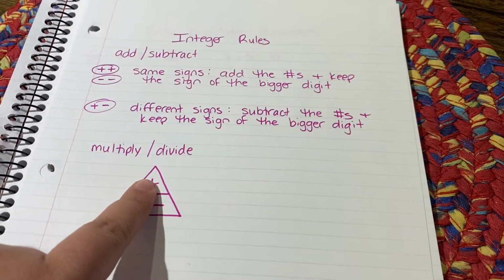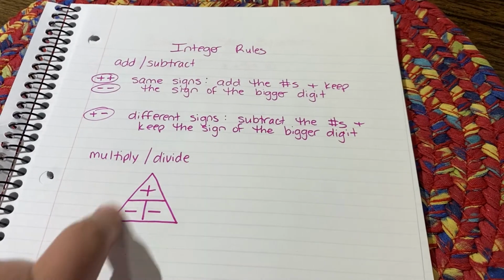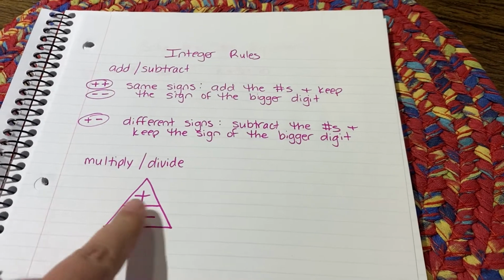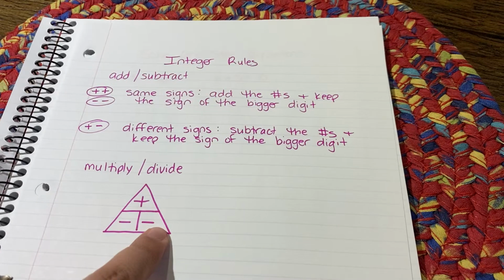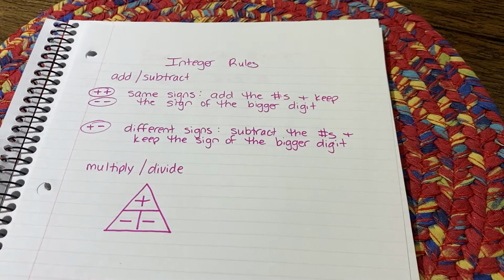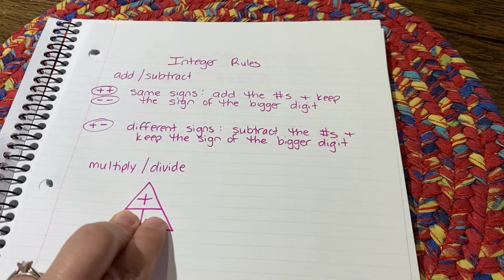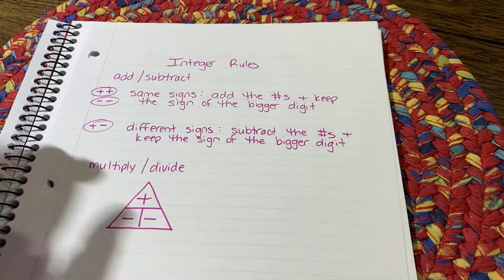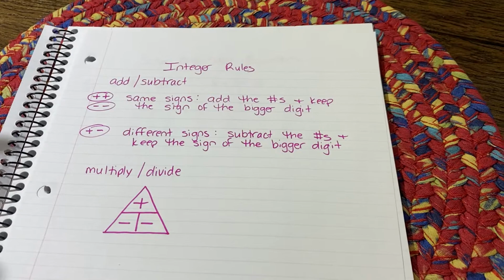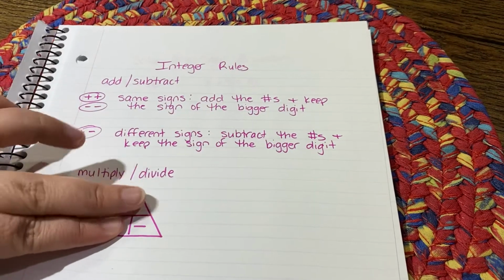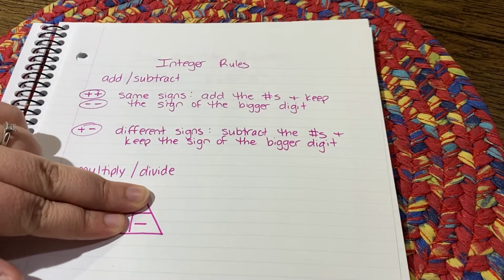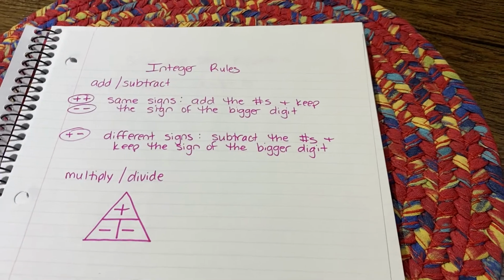And then when you're multiplying and dividing, we're going to use our handy dandy little triangle. You put a plus sign at the top, two negatives at the bottom, and you simply cover up what you have. So if you're multiplying or dividing two negatives, you cover up the two negatives, so your answer will be a positive. If you're multiplying or dividing a negative and a positive, cover up a negative, cover up a positive, so your answer will be a negative answer. Multiplying and dividing is really easy.